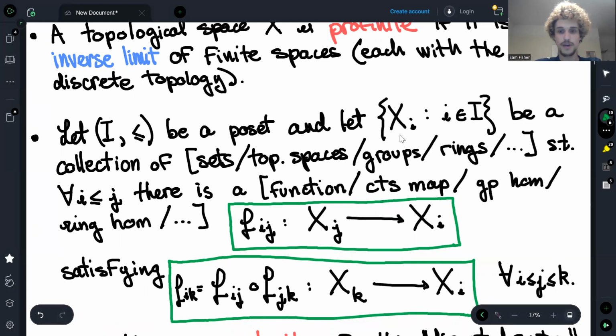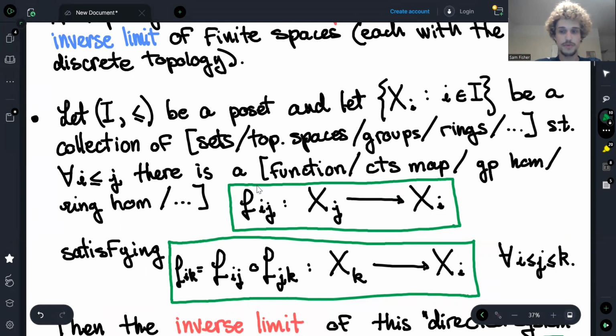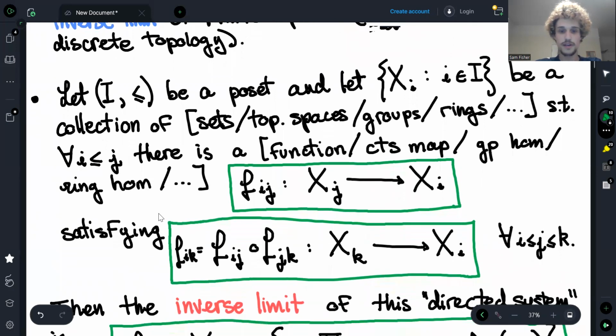Okay, so you have your poset, you have your collection of objects indexed by the poset, and then you want that whenever i is less than or equal to j in the poset, there should be a function. Here I've said function if you're in the category of sets, but maybe a continuous map if you're in the category of topological spaces. If you're in the category of groups, then group homomorphisms, rings, ring homomorphisms, and so on. So whenever i is less than or equal to j, there should be some map in the category going from xj to xi, and we denote that map fij.